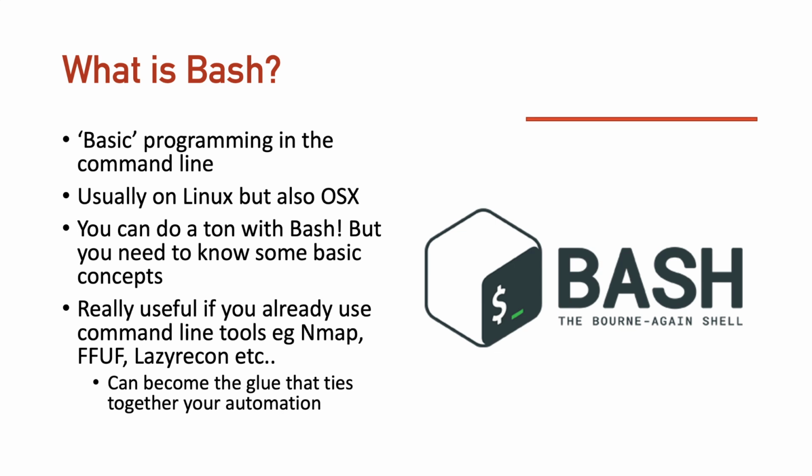So if you're already using command line tools, putting that together in a script can really become the glue that ties together a bunch of automation. Some things you may be familiar with: Nmap, FFUF, lazy recon. You might be familiar with waybackurls, and other recon tools. Quite often recon tools are written in the command line to be as flexible as possible. So with bash, the idea is that you can create all these little scripts that can all do things.